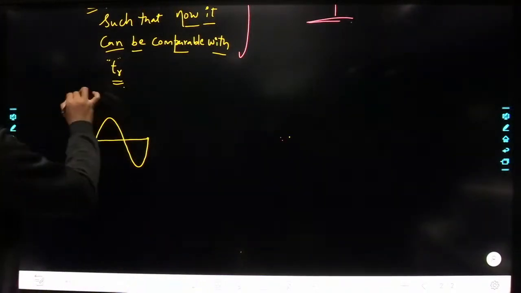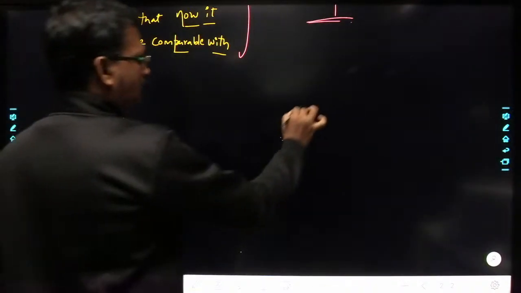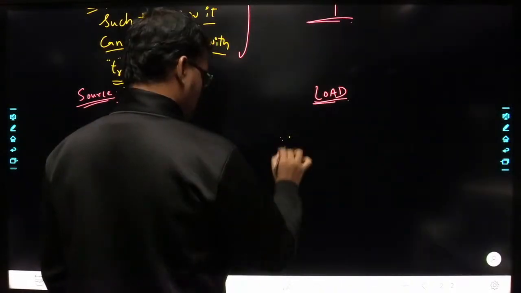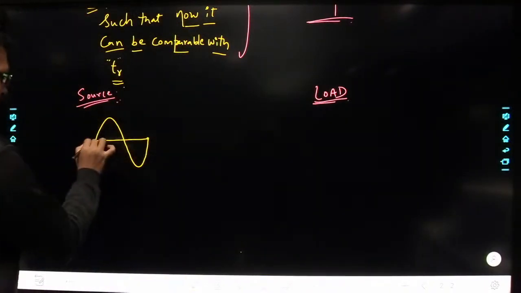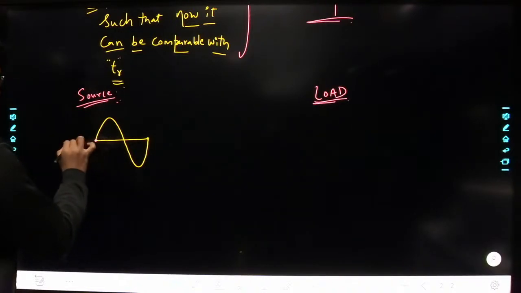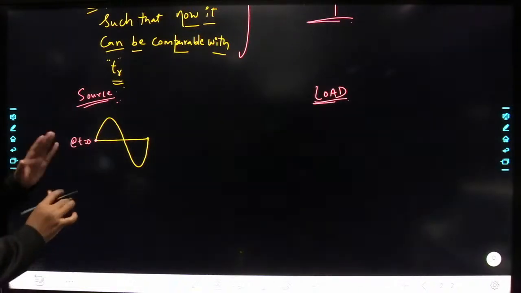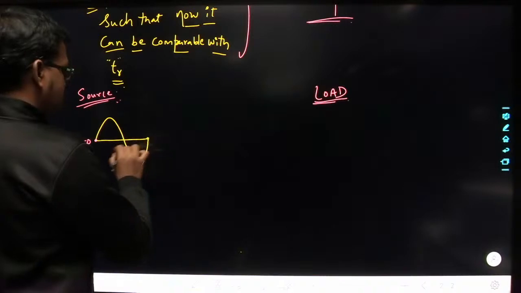Okay, so this is at source. And here this is at load. Right? Okay. Now see here. Let us say at t is equal to 0, this is the value of the signal at source. Understood? Okay. So after TR seconds here, what happens here?